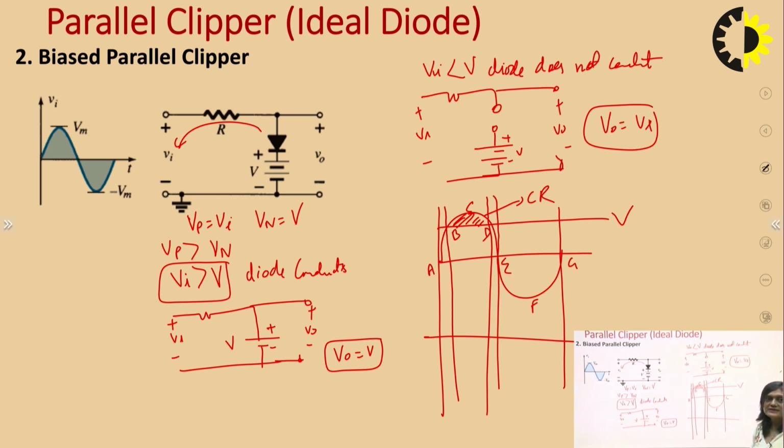So A point is the point that is lying in the non-conducting region, and in the non-conducting region output is equal to Vi, and in the conducting region output is equal to V. So here at B, D, C points the output is equal to V because they are lying in the conducting region, and in the rest of the region the output is equal to Vi. So in this way we can plot the waveform.